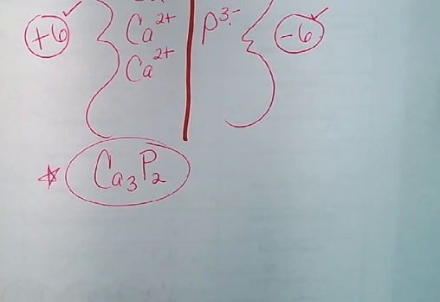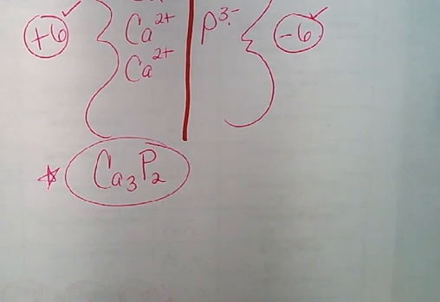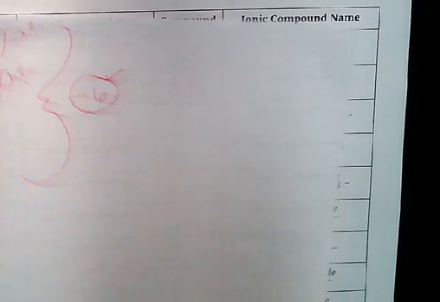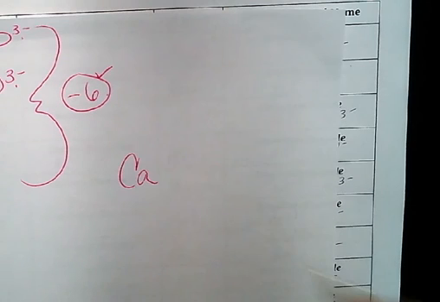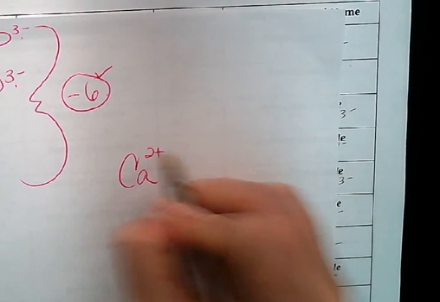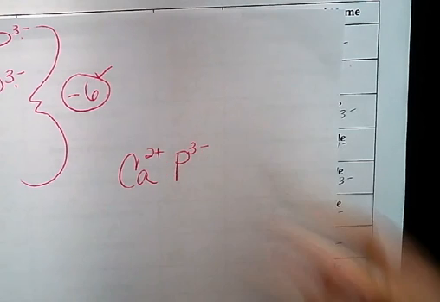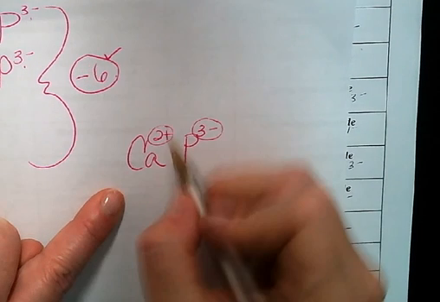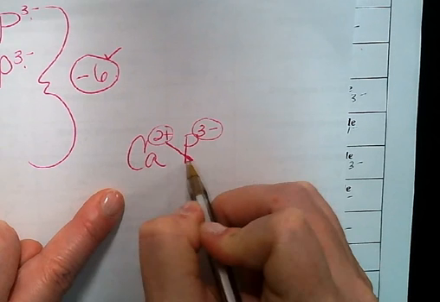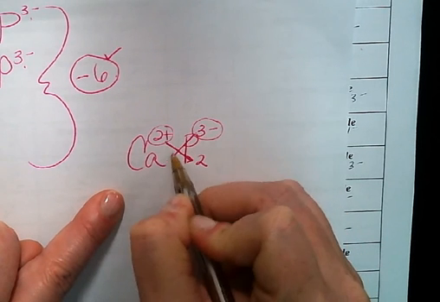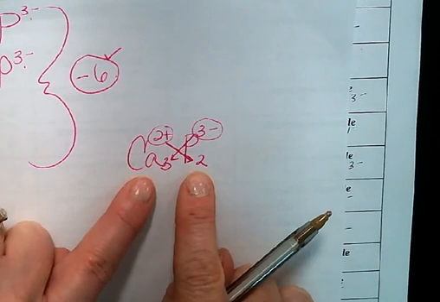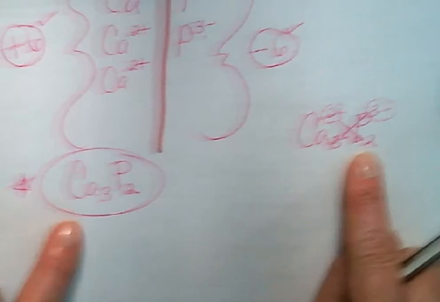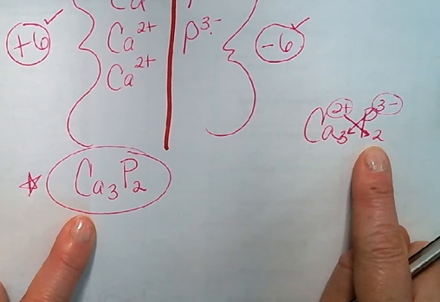Okay, there is a shortcut. So I'll show you the shortcut really quick on calcium phosphide. If I take calcium that has a +2 and phosphorus that has a -3, all I have to do is do something called crisscross applesauce. I bring the 2 down here, it loses its charge, it just becomes 2. I bring the 3 down, loses its charge, it just becomes 3 because it's going to tell me how many atoms I need. Then I have what I came out with over here, Ca3P2. It's the same thing.